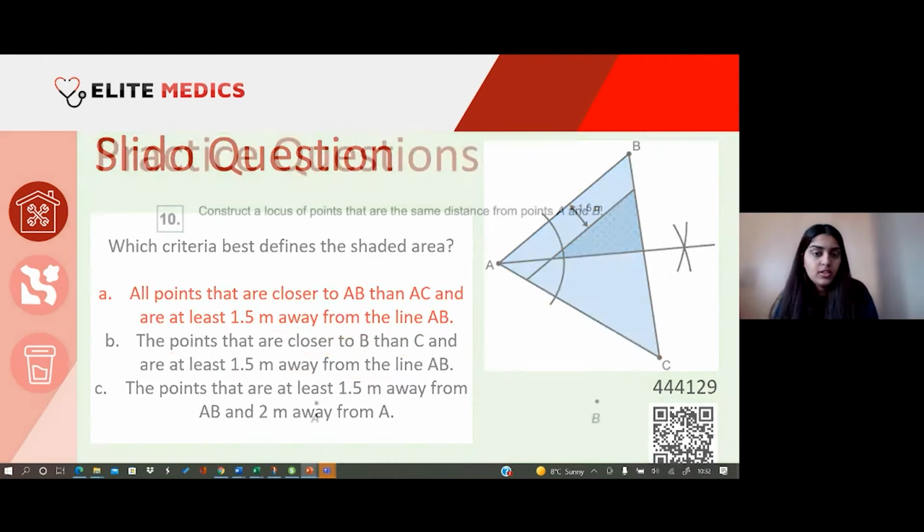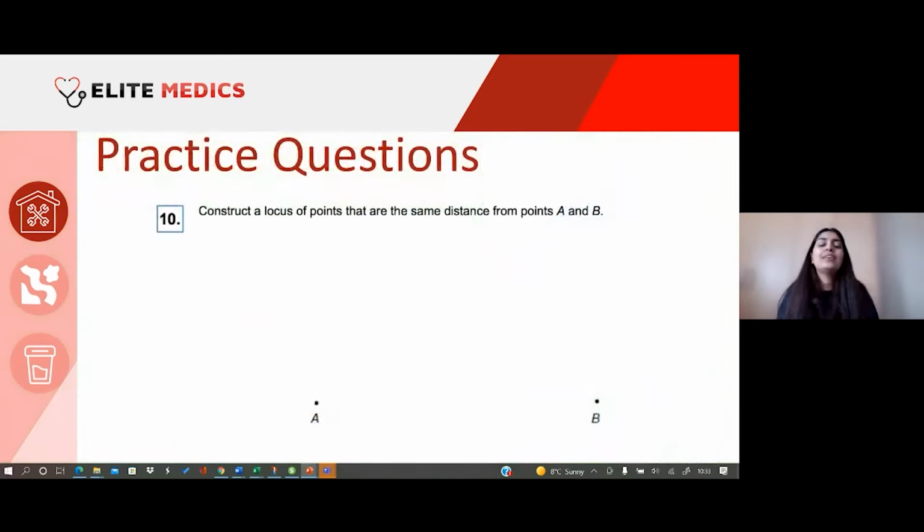Move on to the practice questions. Question 10 says, construct a locus of points that are the same distance from point A and point B. I'm going to give you about maybe 3 minutes to have a go at this question, and then we'll go through the answers together. Okay, 3 minutes is a bit long. Maybe 2 minutes is better. Okay, I'll give you 2 minutes.